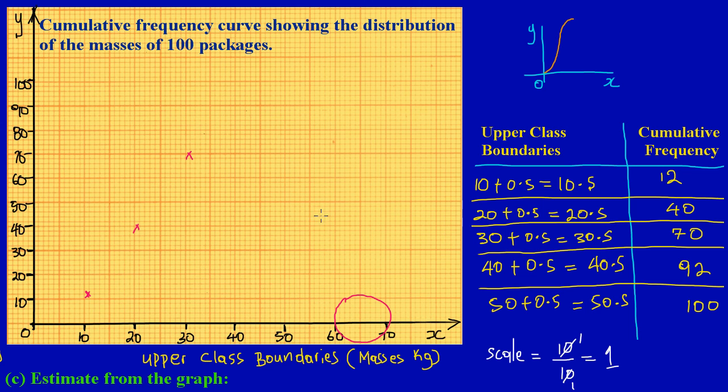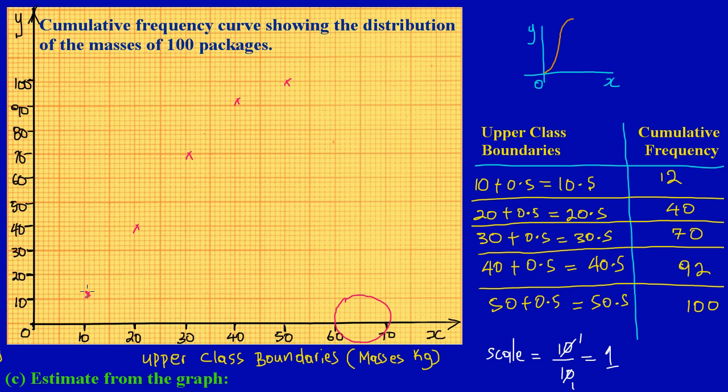Then I'm plotting 40.5 with 92. So I am looking for 40.5 on my x-axis, and I'm going up to 92. So 92 is approximately right there. And then I'm going to be plotting 50.5 with 100. So let's go up again. This would be 50.5 and I'm stopping on 100. So exactly right there. That seems pretty good.